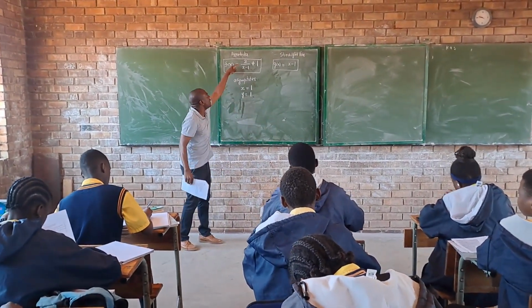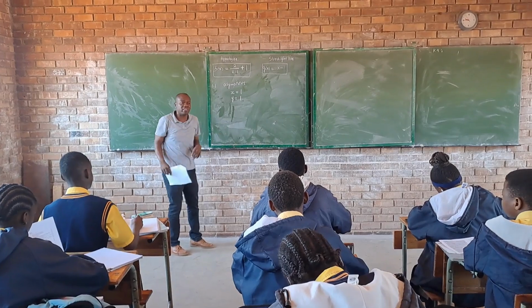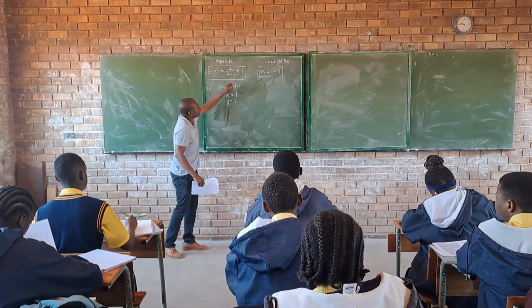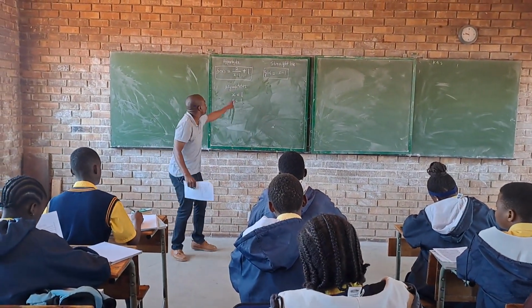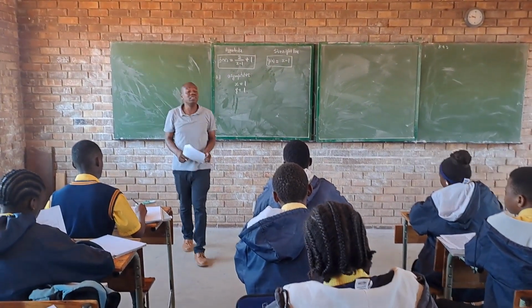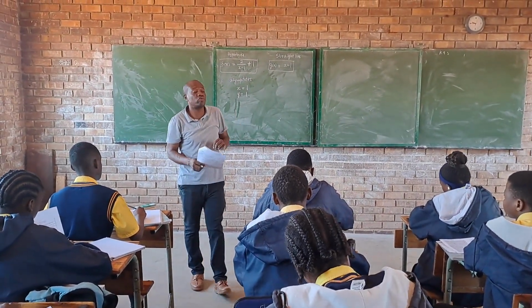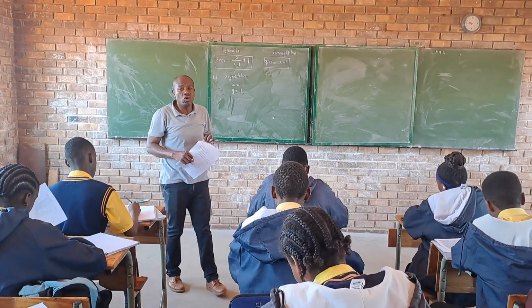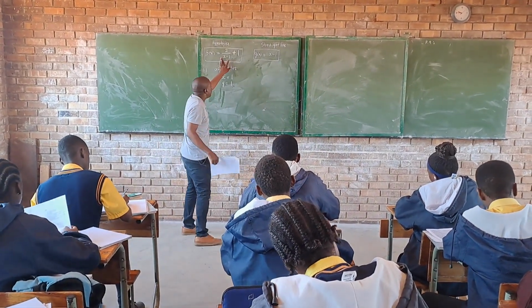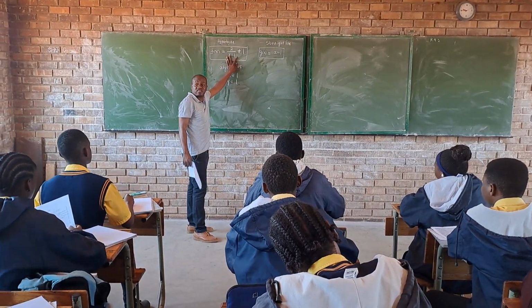So remember, any number divided by 0 is undefined, right? Which means if x minus 1 equals to 0, if x equals to 1, then the equation will become undefined. So x equals to 1 and y equals to 1. So we change the sign for x, okay?